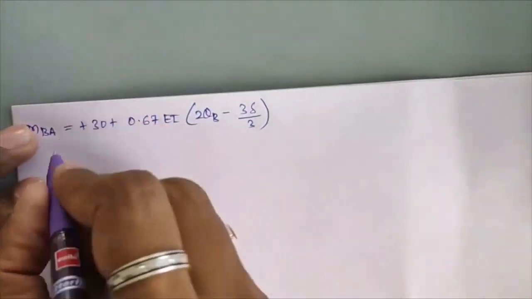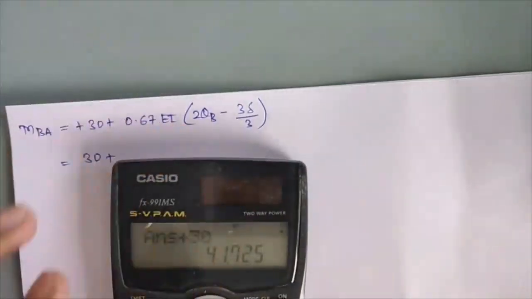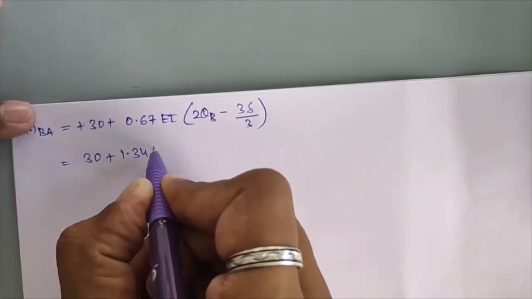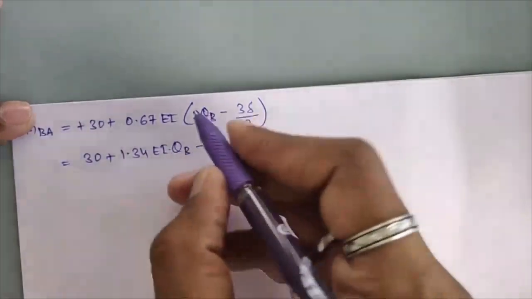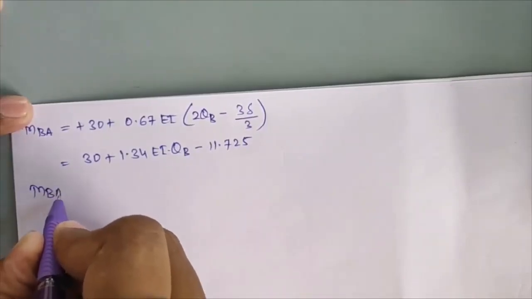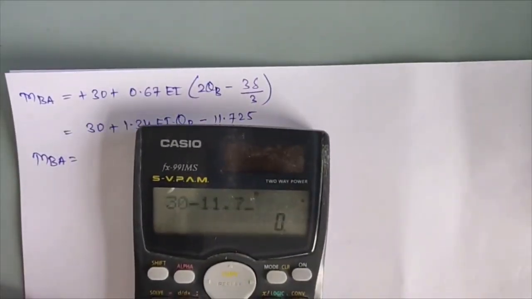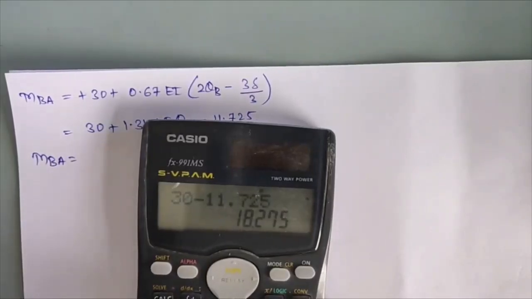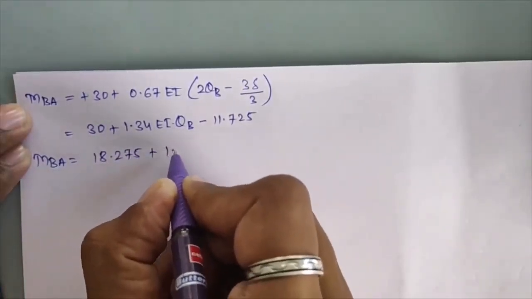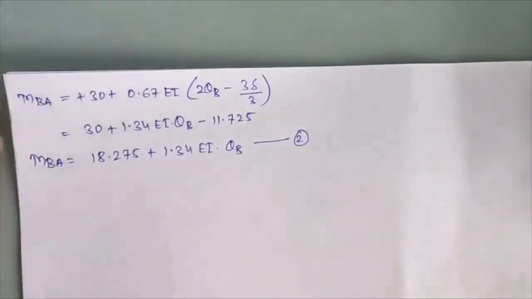So I'll directly simplify this, that is equal to 30 plus 0.67 into 2, that I get as 1.34 EI into theta B minus 11.725. So if I simplify this MBA, I'll get 30 minus 11.725, which is 18.275 plus 1.34 EI into theta B. So this will be my equation number 2.